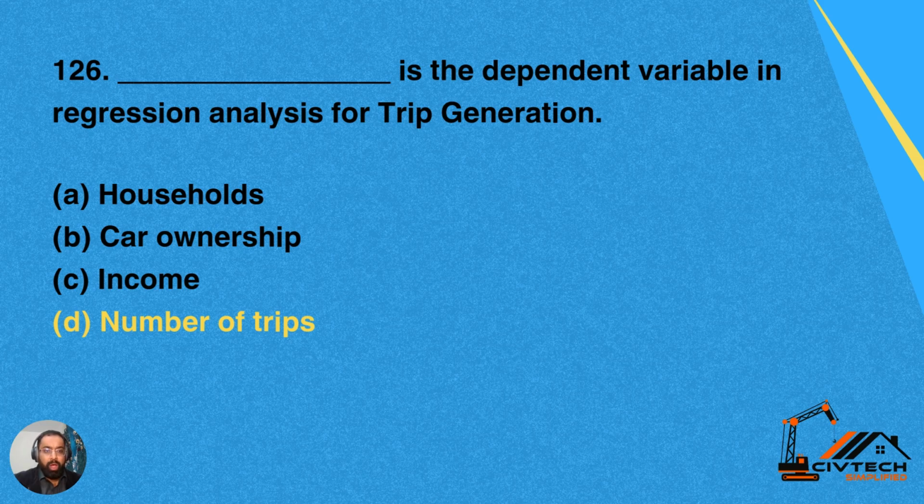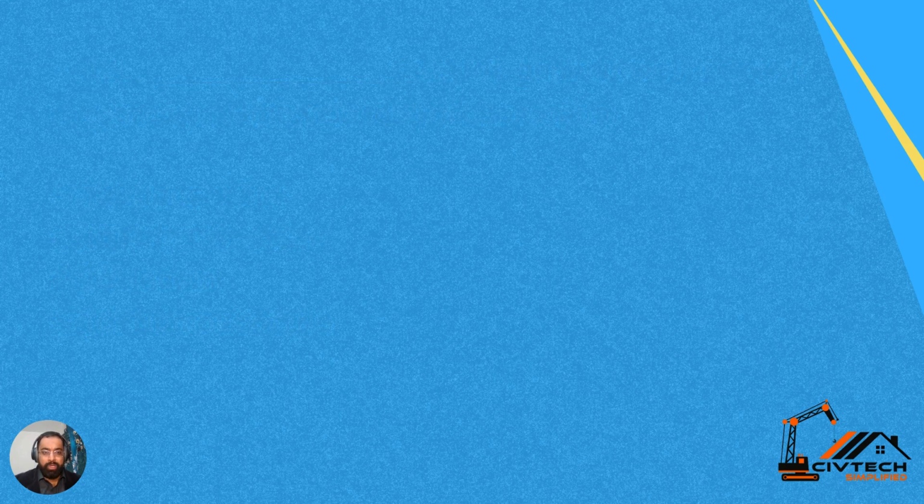Option A, households. Option B, car ownership. Option C, income. Option D, number of trips. So D is the correct answer. Number of trips is the dependent variable in regression analysis for trip generation.